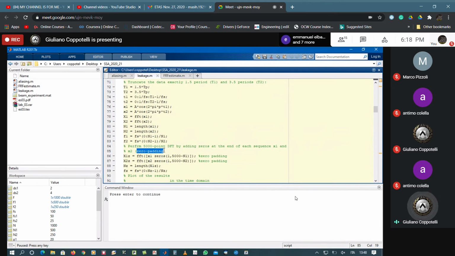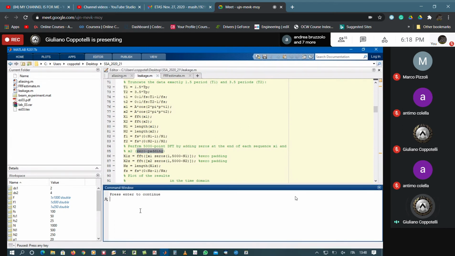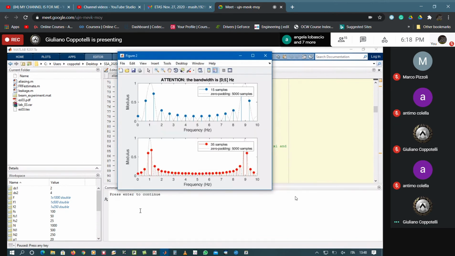It is as if it were a longer signal than the recorded one, and because we are adding numbers that are all zero, they are not contributing at all to the system information. They are not giving the signal any additional information because they are just zeros. But what we are doing is fictitiously increasing the resolution, because we are increasing the number of sampling points of the recorded data. Now let's see what happens. Here we go.